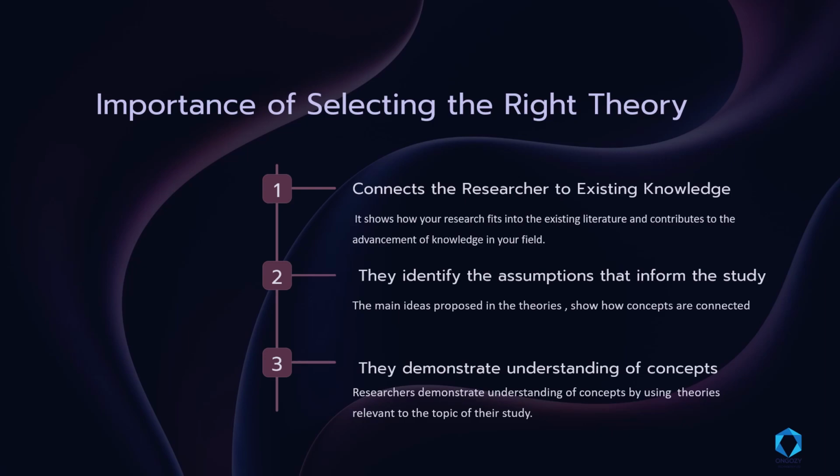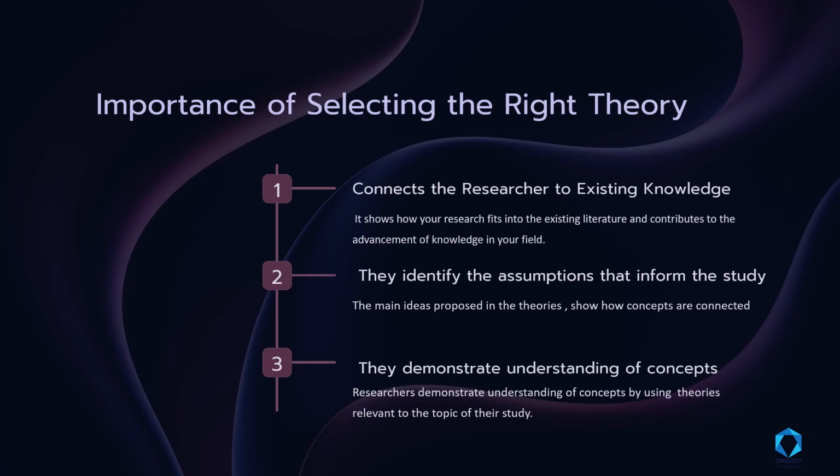Number one, it connects the researcher to existing knowledge. Remember that theory was already existing. So it shows how your research is fitting into existing literature and how it contributes to the advancement of knowledge in your field. Okay? So when you're using a theory, it shows that your research is fitting in the existing literature review, and also it is contributing to the advancement of knowledge in your field.